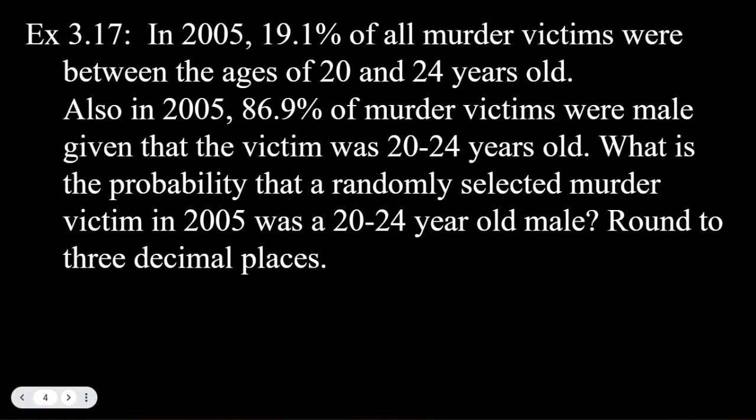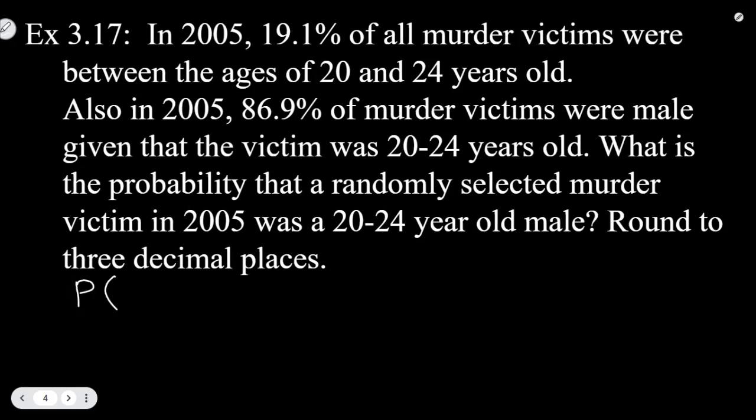Example 317: in 2005, 19.1% of all murder victims were between the ages of 20 and 24. Also in 2005, 86.9% of murder victims were male, given that the victim was between 20 and 24. What is the probability that a randomly selected murder victim in 2005 was a 20 to 24-year-old male? Round to 3 decimal places. It may be a little bit deceptive, but the probability is that we have a 20 to 24-year-old individual and that they are male.